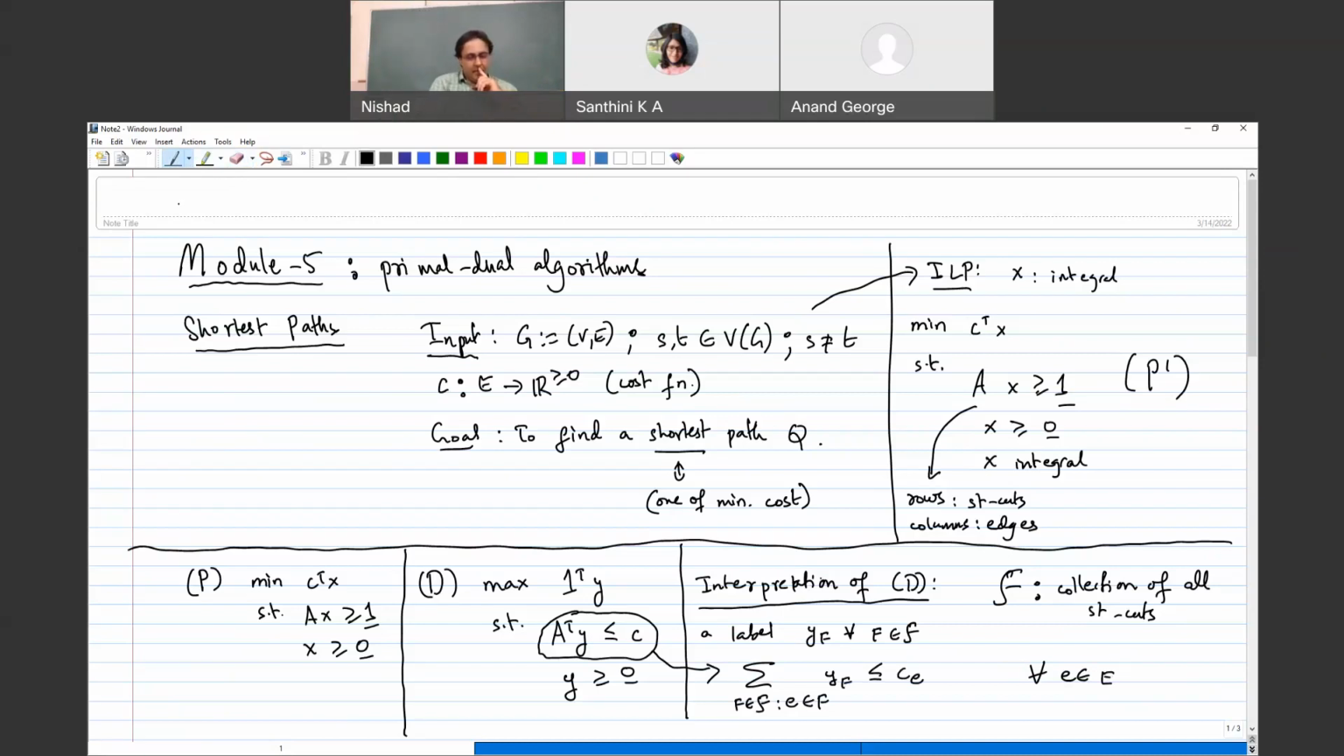All right. And what else? The labels are non-negative. So all the Ys are non-negative. Right? So that is what our dual is doing. It is trying to maximize the sum of the labels, where the labels are assigned to each ST cut. And we want to make sure that the labels are non-negative, and that for every edge, the sum of the labels of the cuts that contain that edge is at most the cost of that edge. Right? That is exactly what the dual is. All right. Great.